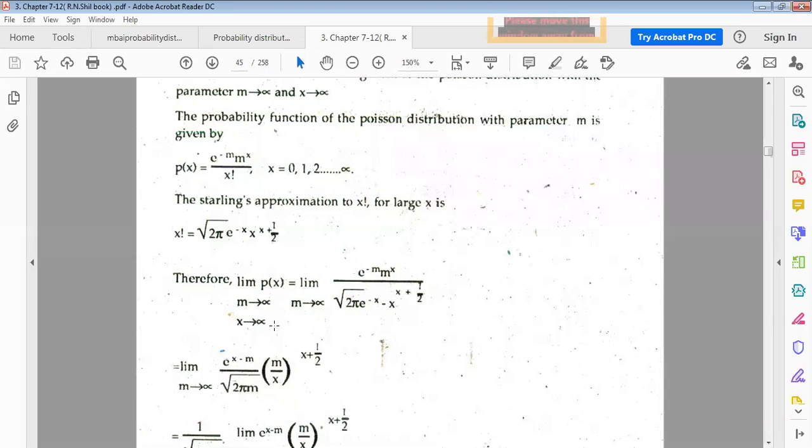As m tends to infinity, x tends to infinity. Okay, we have to consider these two limits. The limit of the probability of x equals the limit as m tends to infinity of e to the power minus m, m to the power x, divided by x factorial, and for x factorial we use the Stirling approximation. Understand everybody? This is the x factorial value.